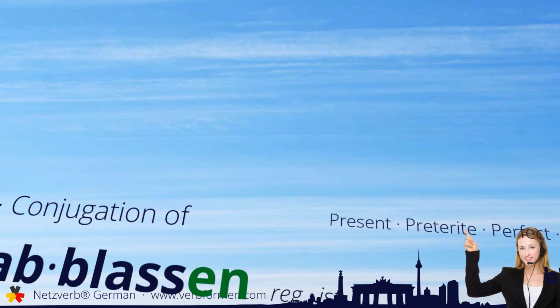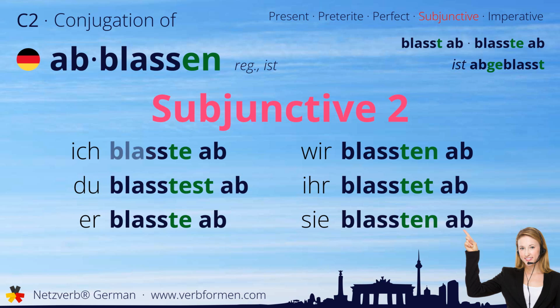Now we move on to the subjunctive two. Ich blasste ab. Du blasstest ab. Er blasste ab. Wir blassten ab. Ihr blasstet ab. Sie blassten ab.